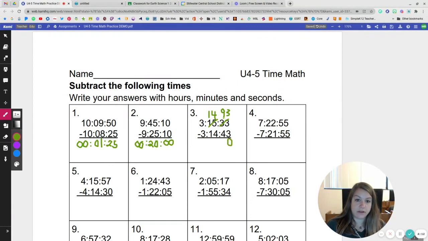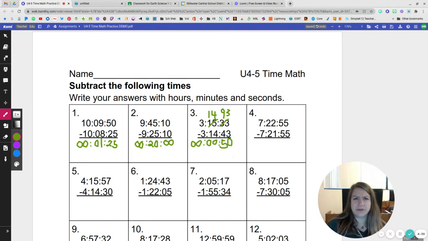So 93 minus 43 is 50. Dot, dot. 14 minus 14 is 0. And 3 minus 3 is going to be 0. Make sure, like what I just did here with my 0, that it looks like a 0 and not a 6, because that is also a doable thing too. So the time difference between here was 50 minutes.